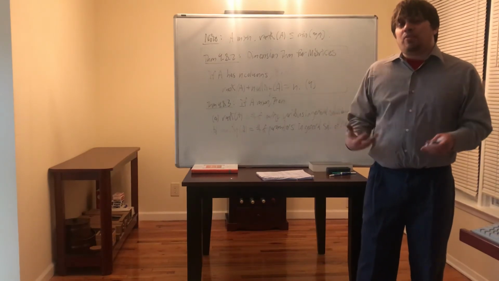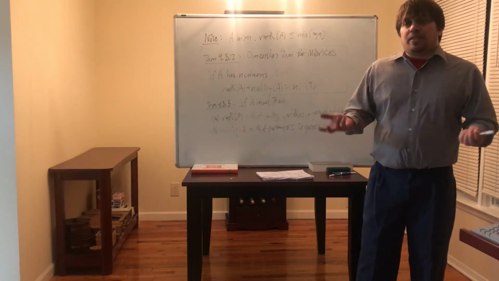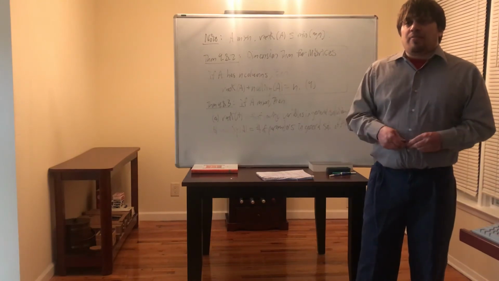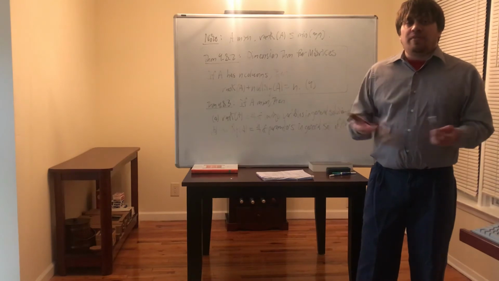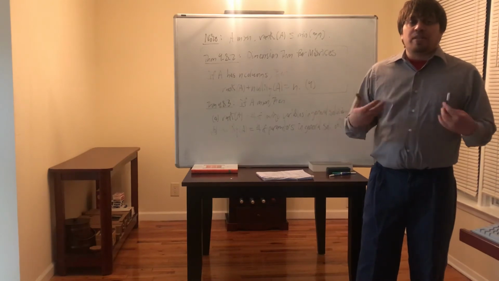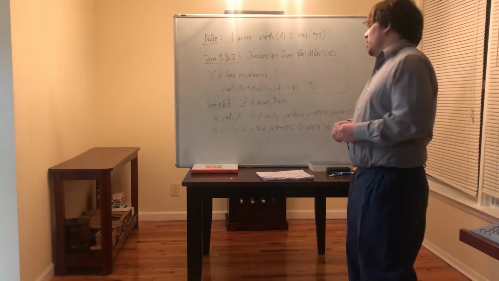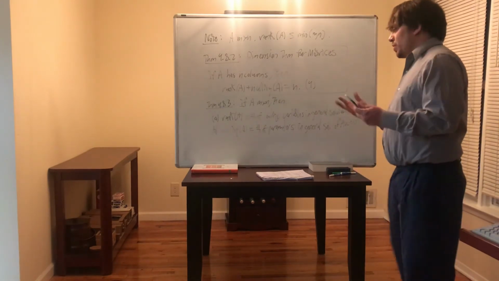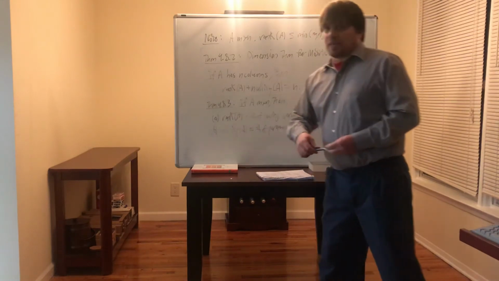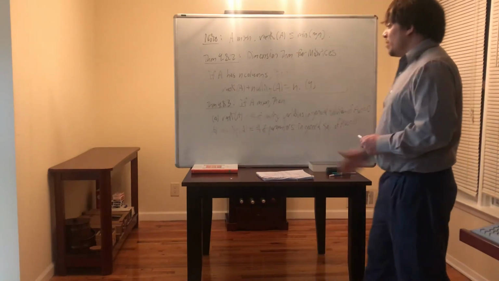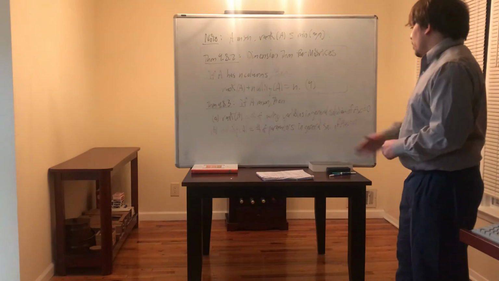So the number of leading ones is the dimension of the row space of A in reduced echelon form. It's the same as the dimension of the row space of the original matrix A. So the number of leading ones in the general solution of AX equals 0 is the dimension of the row space of A, the rank of A. The nullity of A is the number of parameters in the general solution.